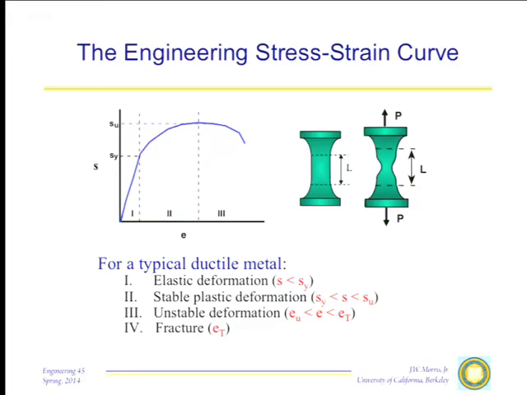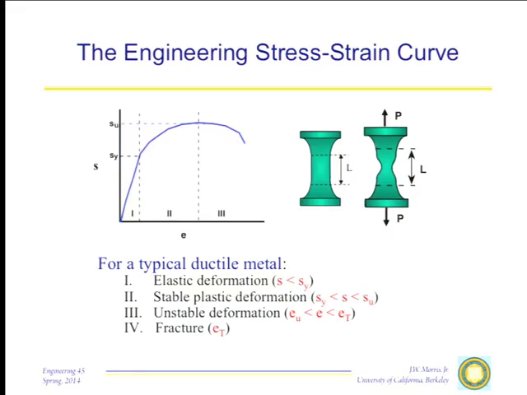Now if you stop the test and relax the sample back, it will relax in parallel to the original elastic curve, so you end up with some net plastic deformation. That plastic deformation is stable in the sense that it occurs more or less uniformly throughout the bar. I'll give you a somewhat finer discussion of what uniformly means in a little while, but essentially from a macroscopic point of view, you will see this bar elongate without changing its shape.